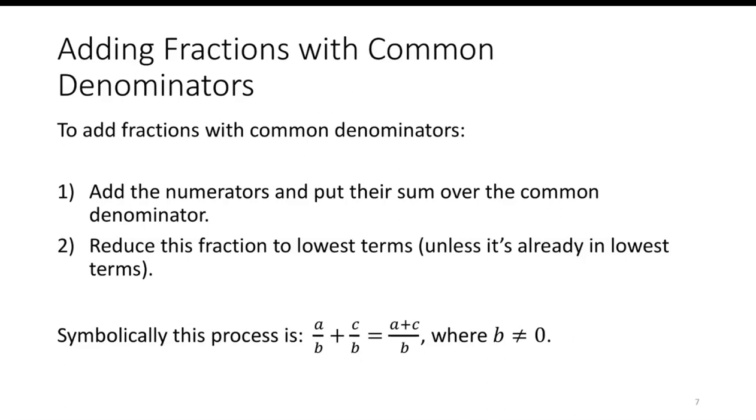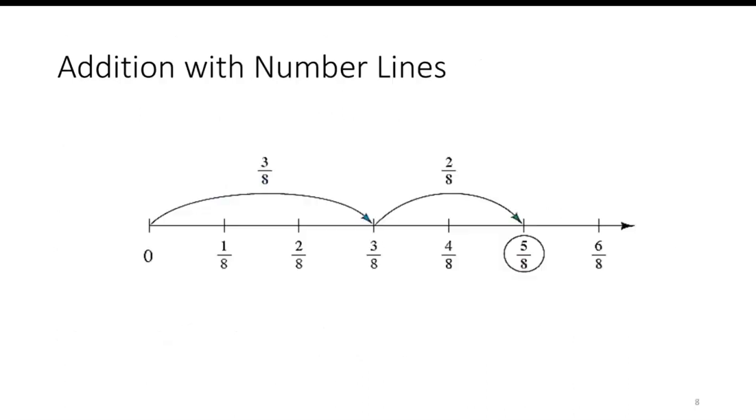For instance, if in my change, I have 1/4 and then get 2 more quarters, that's going to be 3/4. I leave the quarter, there's still going to be quarters regardless. For another example, for this number line, I go 3/8 and then I add 2/8, I'm at 5/8. So again, leave the denominators alone.